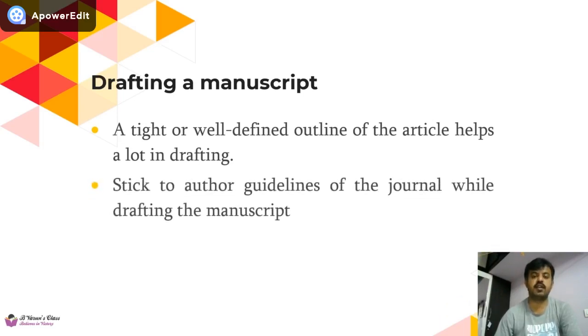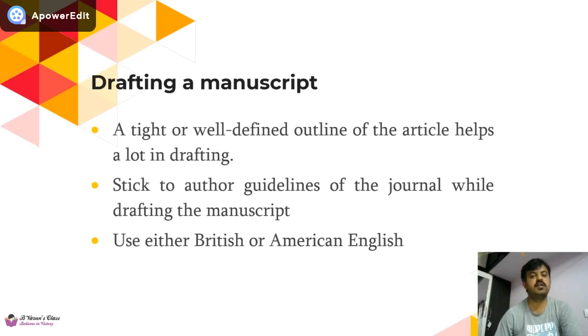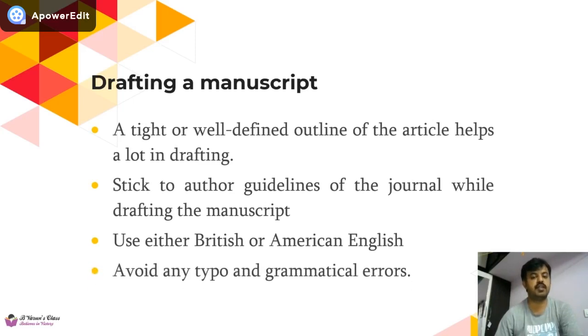Stick to the author guidelines of the journal while drafting the manuscript. Without reading the author guidelines, we should not proceed with the drafting. Whenever we are writing journals or reports, we can follow either British English or American English. Other languages are not advisable. The important point in academic writing is to avoid any kind of typographical or grammatical errors. Typo errors or grammatical errors should be avoided. If there are any, there may be lots of chances for your journal to be rejected.